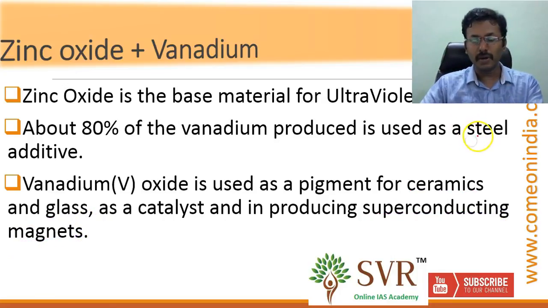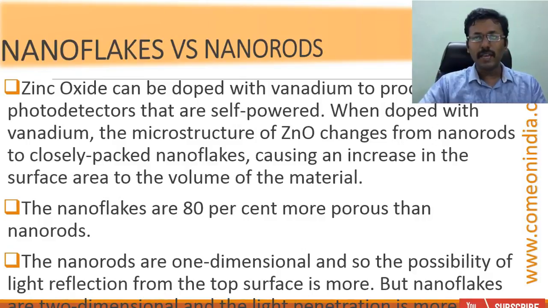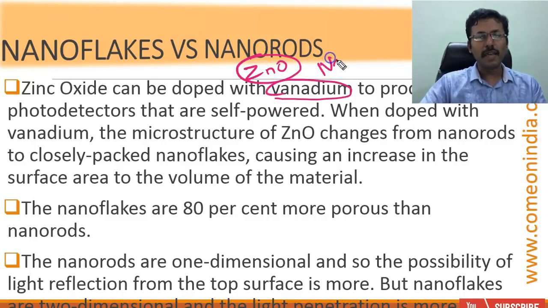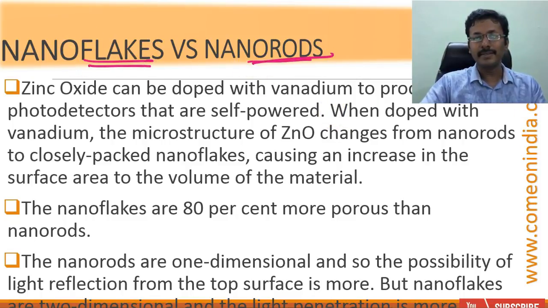Now let's discuss about nanoflakes and nanorods. Already you know, when zinc oxide is combined with the vanadium, nanoflakes are produced. Which one is better, whether nanoflake or nanorod? Nanoflakes are much better because when you mix the zinc oxide with the vanadium, it converts the nanorods to nanoflakes. What is the plus point?